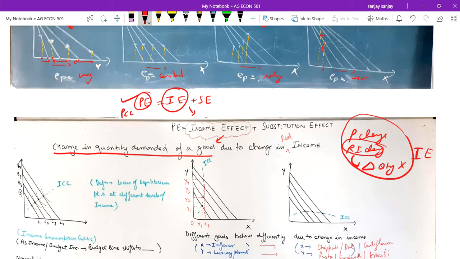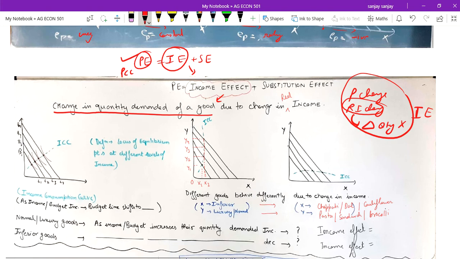The change in quantity demanded due to change in real income is called the income effect. As you might remember from the ordinal utility analysis, when the income or budget of a person increases, the budget line will shift from B1L1 to B2L2, B3L3, B4L4. It will shift towards the right. Budget and income are necessarily the same. Income is your budget with which you are going to buy certain things. When it increases, the budget line shifts towards the right.